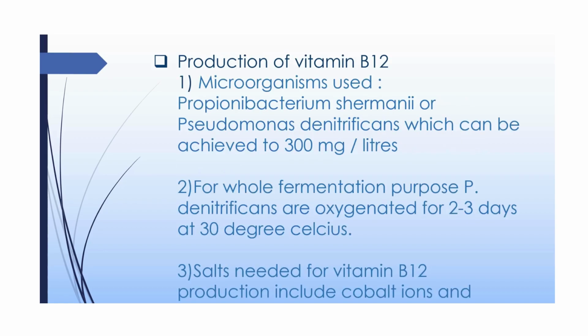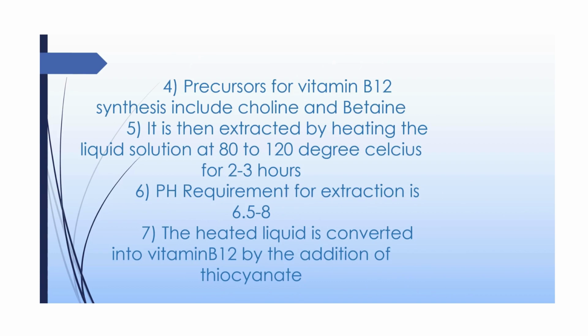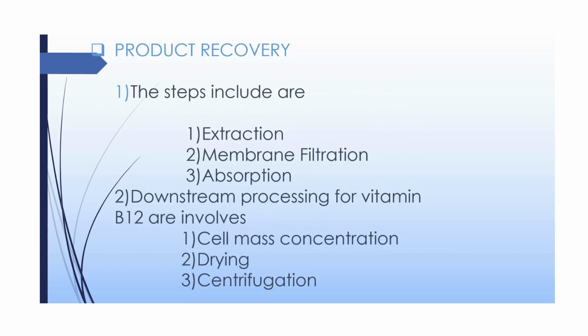Production of vitamin B12. Microorganisms such as Propionibacterium and Pseudomonas species can achieve 300 mg per liter. For whole fermentation purposes, bacteria are incubated for 2 to 3 days at 30 degrees Celsius. The salts needed for vitamin B12 include cobalt ions and related minerals, and the precursors involved are choline and betaine. Then it is extracted at 80 to 120 degrees Celsius for 2 to 3 hours, and the pH requirement is 6.5 to 8.